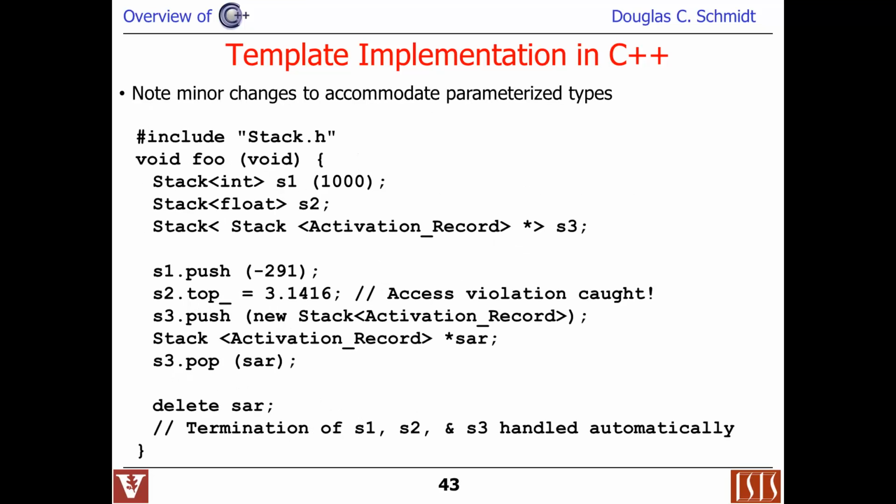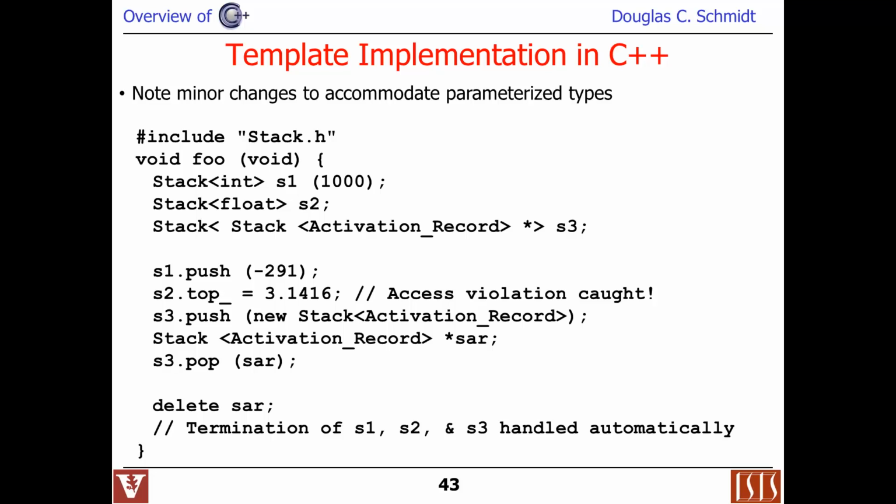And here are the examples. As you can see in this particular situation, we're going to go ahead and have a stack of ints, a stack of floats, a stack of pointers to activation records, right? So you can nest this stuff in all kinds of crazy ways. And then we can do various operations, pushing and popping and so on and so forth. So templates are really pretty much orthogonal to most other things in C++: access control specifiers, allocation and deallocation of memory, exception handling, and so on. They're just generalizing over the type.